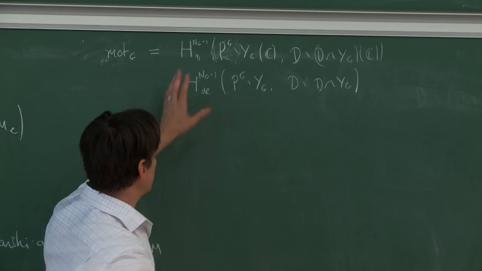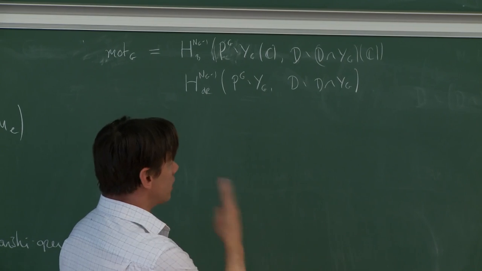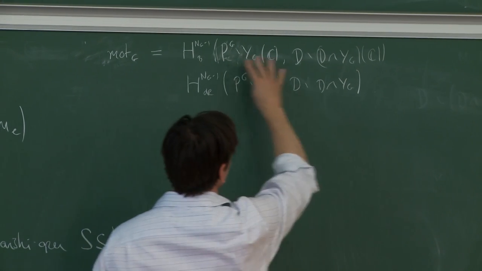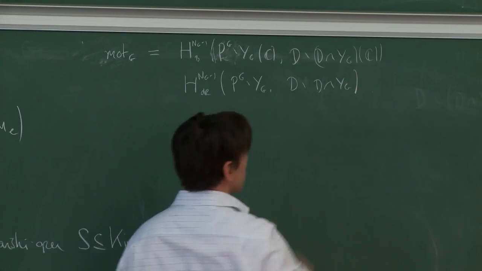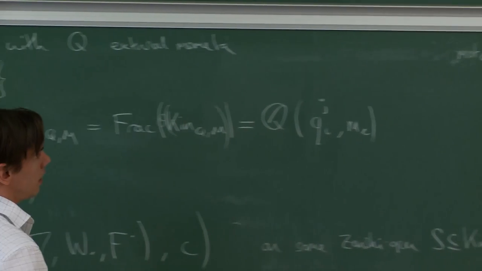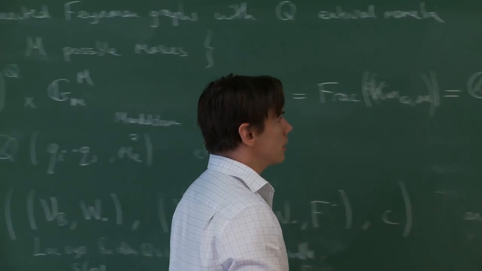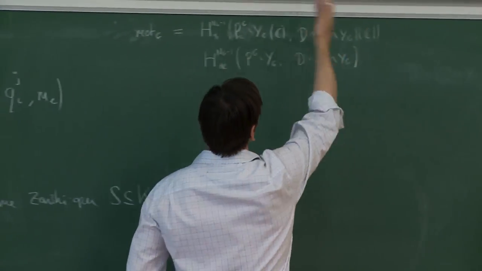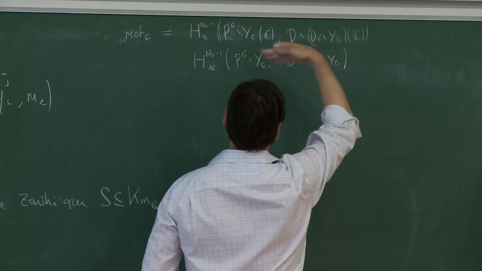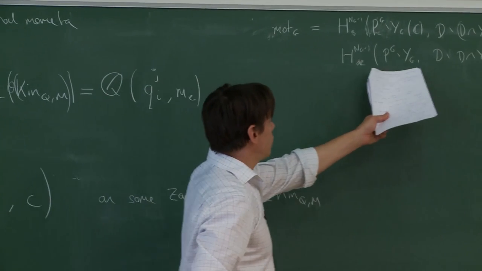Now, I was thinking of Y_G as static. We fixed Q and M. Now I let Q and M move. So this is a finite dimensional Q vector space that moves. That defines a locally constant sheaf, called the local system. And on such a thing, you have an action of a fundamental group, which encodes the notion of monodromy.